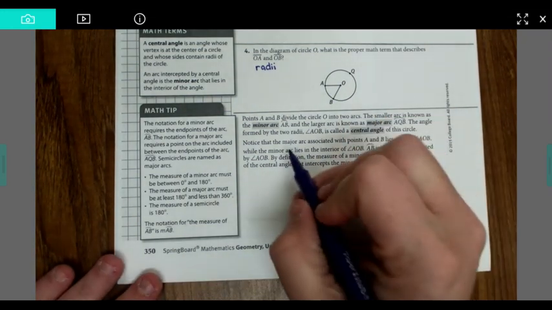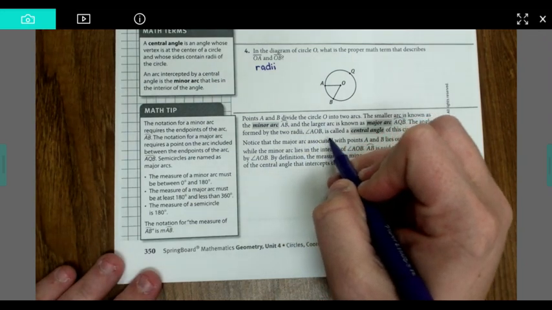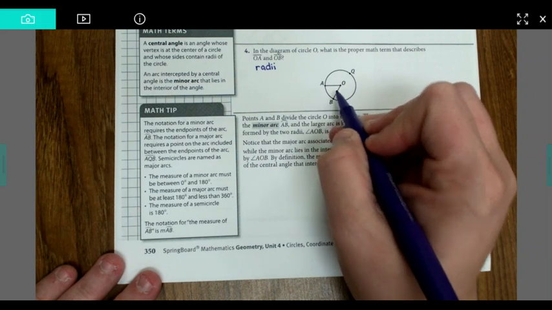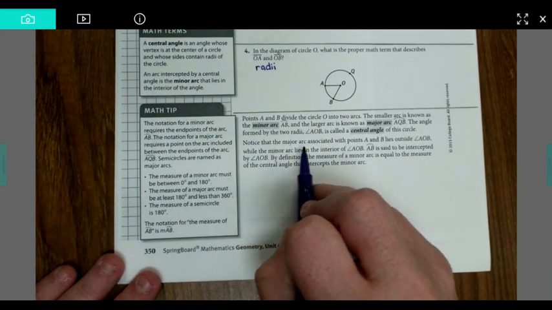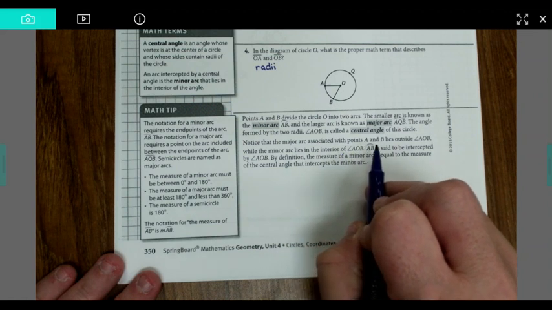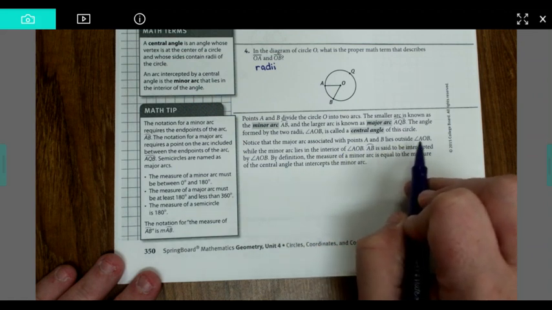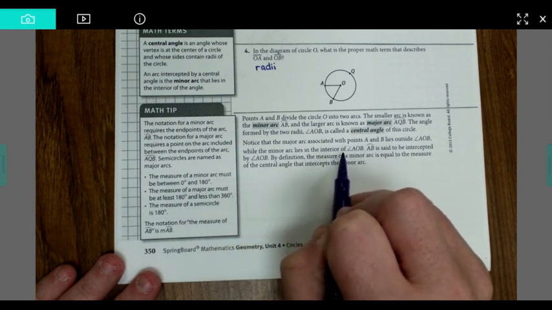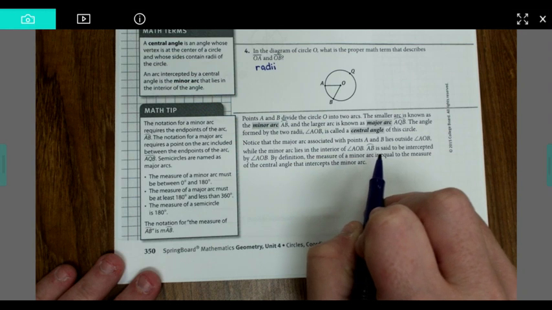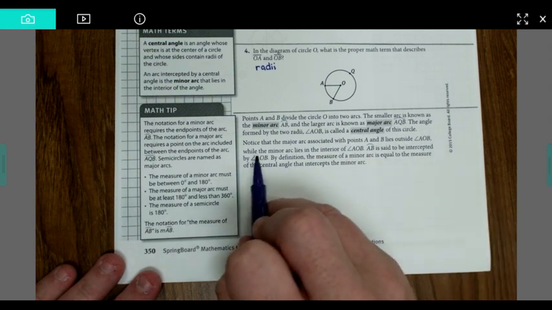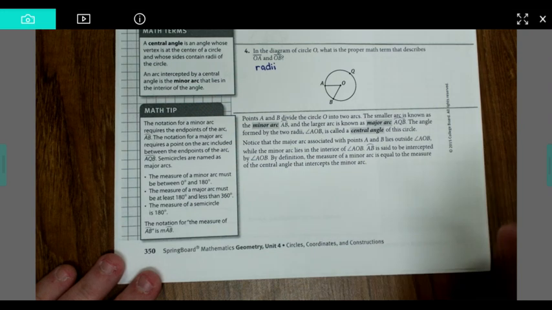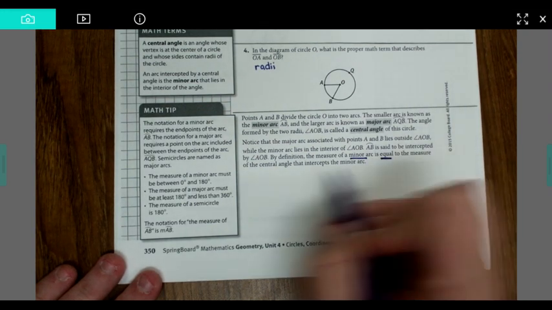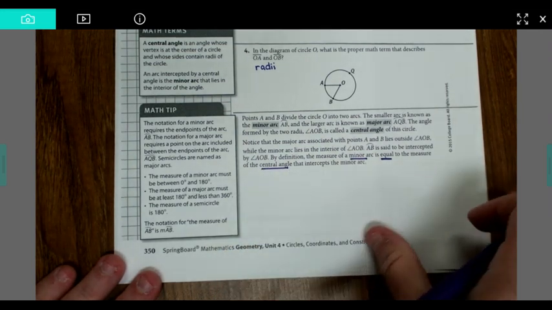The angle formed by the two radii, angle AOB, is called the central angle. So AOB is called my central angle. Notice that the major arc associated with the points A and B lies outside of angle AOB, while the minor arc lies in the interior of angle AOB. Arc AB is said to be intercepted by angle AOB. By definition, the measure of the minor arc equals the measure of the central angle.